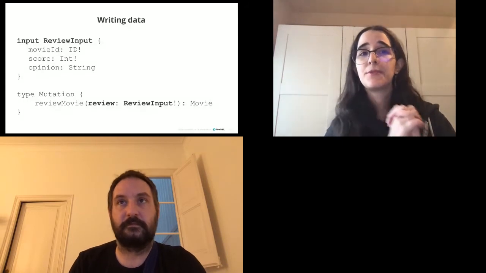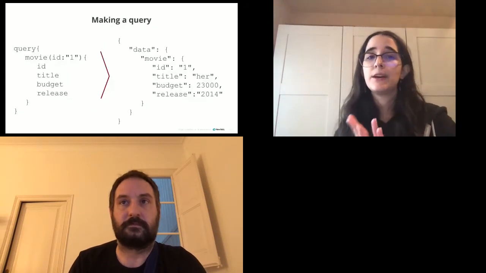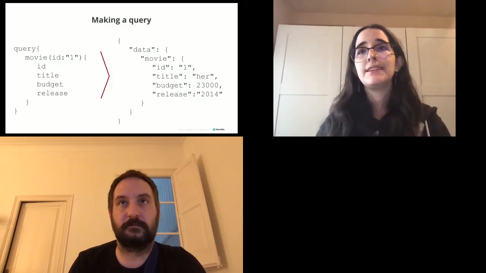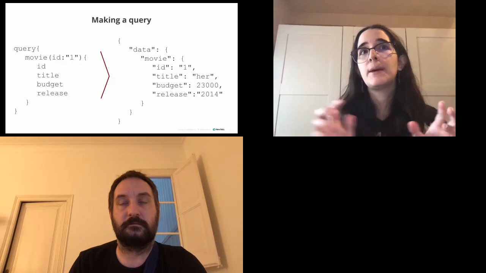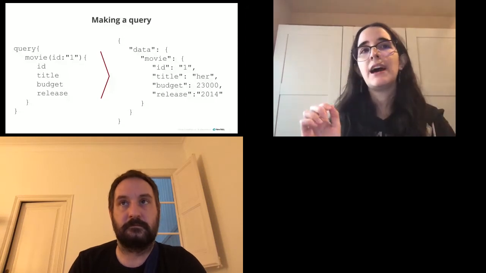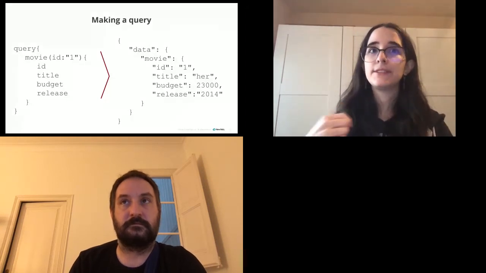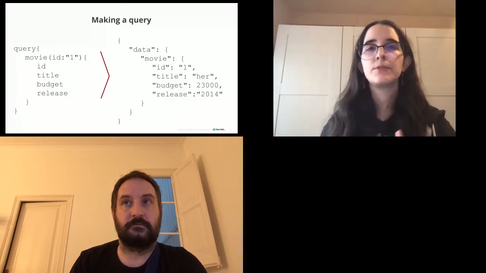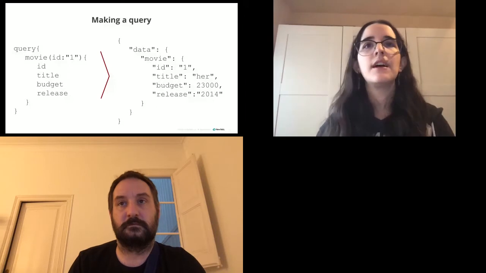Now that we're a bit more familiar with the schema, this is how you'd actually make a query and what a response would look like. In this case, we are querying for a movie by providing the ID of the movie, and we're requesting back the ID, title, budget, and release. It's very common in GraphQL that you get back some of the information you sent, but you don't have to request it if you don't want it.